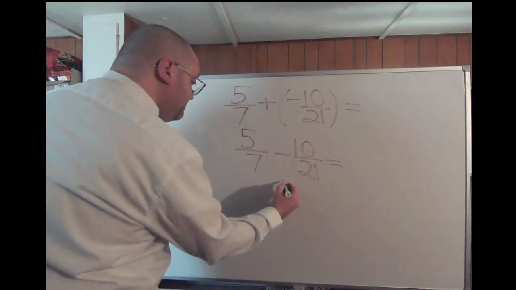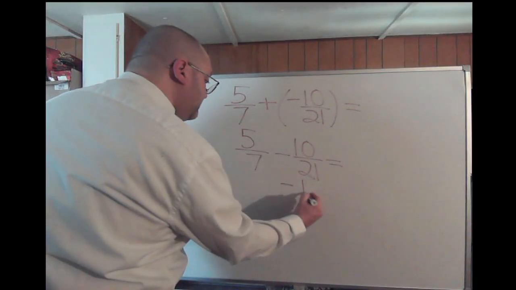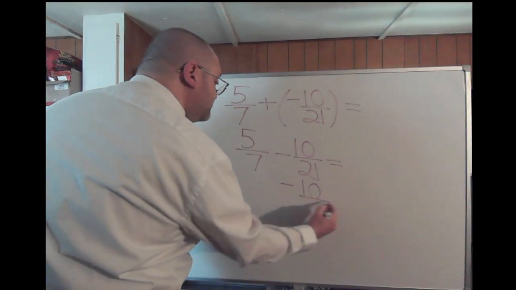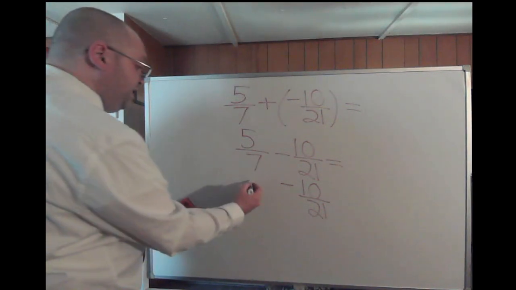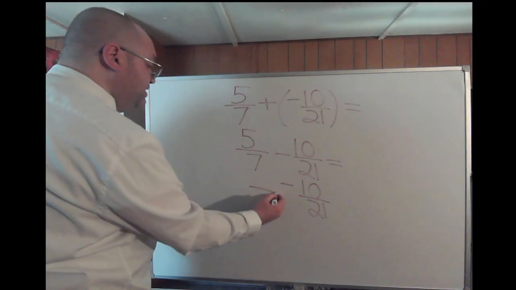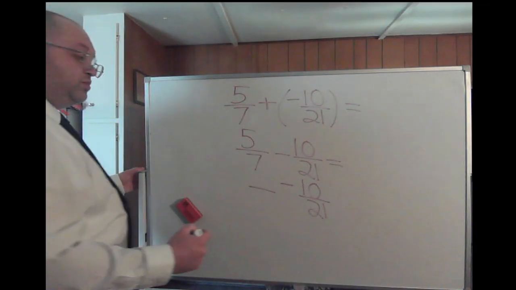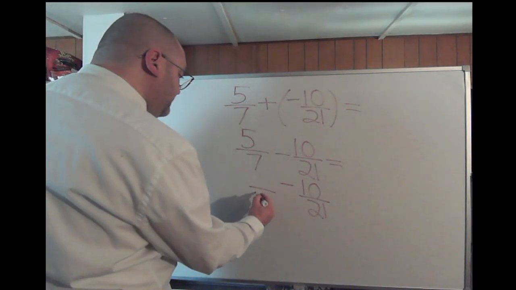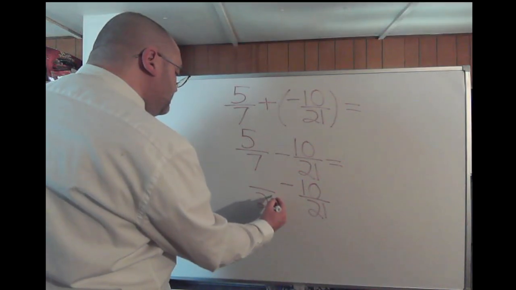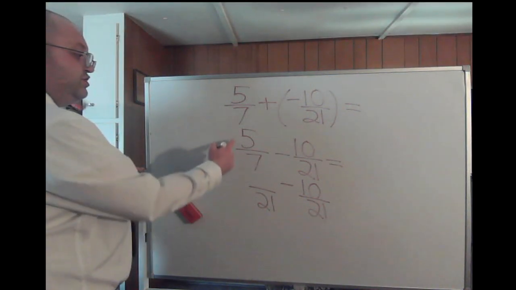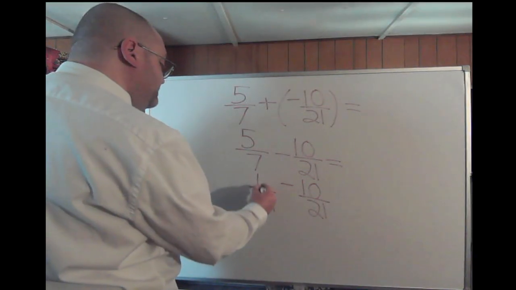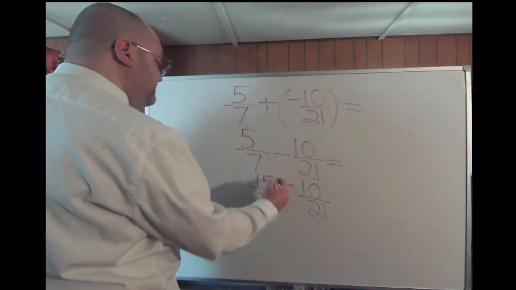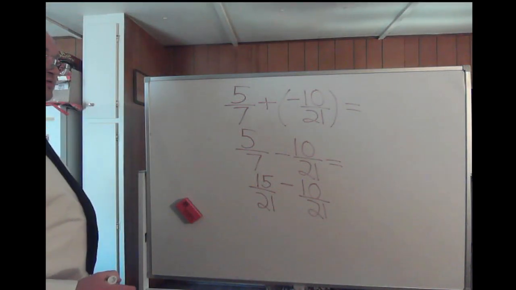So for the second part, the minus 10/21, you can leave that alone. It's already got a denominator of 21. However, the 5/7 we got to deal with. In order to convert 7 into 21, you got to multiply by 3, so 21 is your denominator. The numerator you got to multiply by 3 also. 5 times 3 is 15. So you have 15/21 minus 10/21.